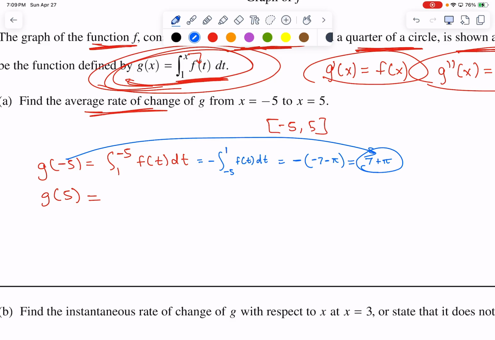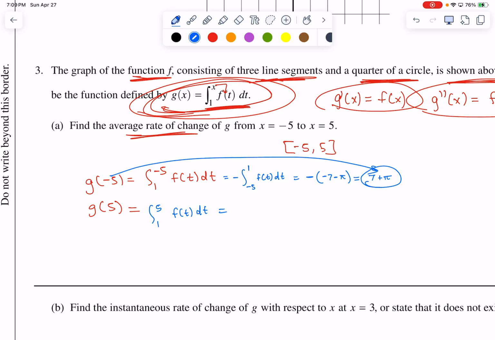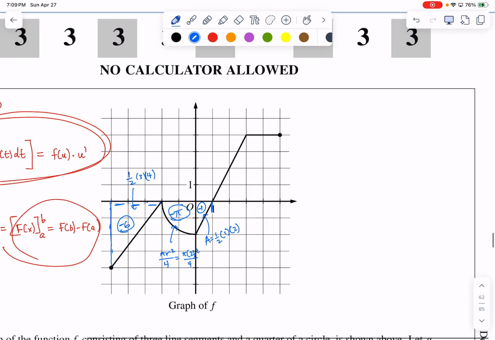Then I got to get G of 5. So that's going to be the area. That'll be a little bit easier. That's just the area from 1 to 5 under little f of t dt. Okay? So the area from 1 to 5. All right, I can do that. From 1 to 5, let's see. Right here's 1 to 5. Oh my gosh, I can do that triangle.